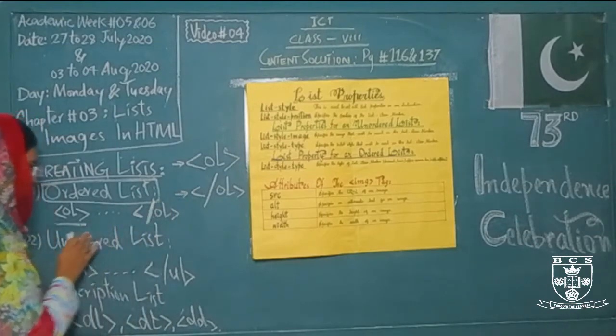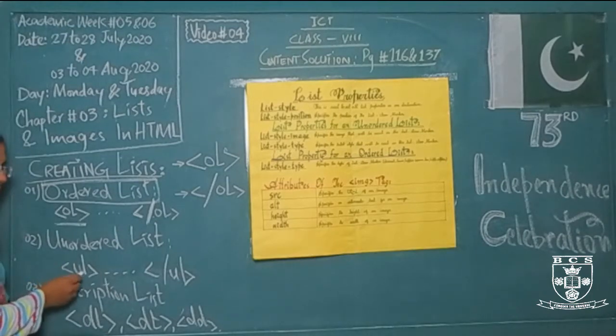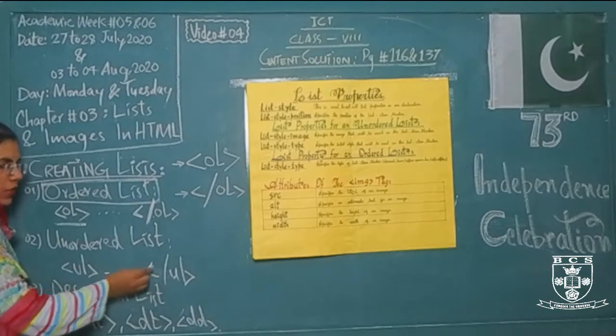And similarly, if we are having the unordered list, a type of list of elements where the order doesn't matter, we can write any of the items first or last. So this particular tag is used, that is the UL tag, and this is also closed with the same tag by adding a slash.